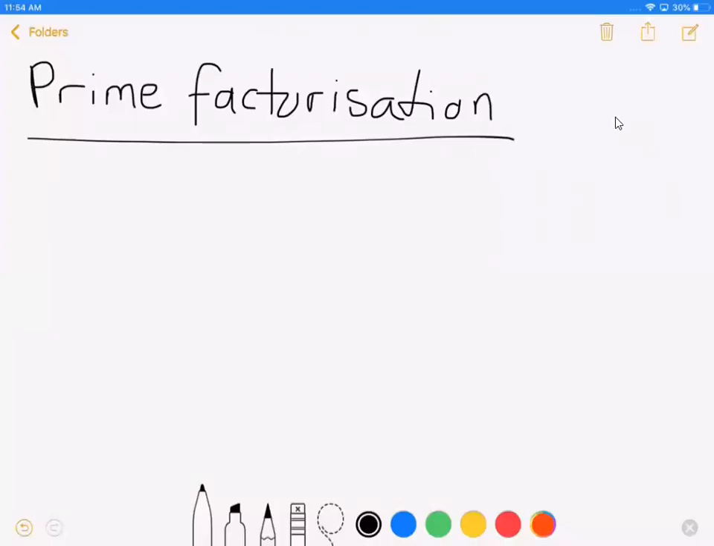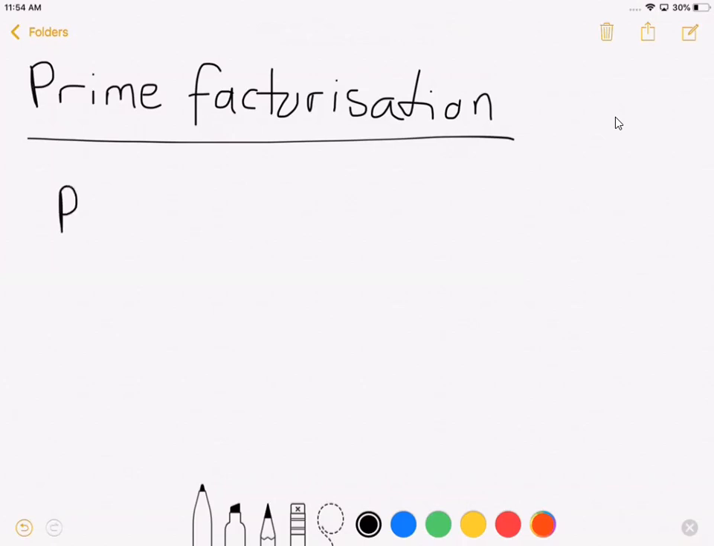Today we want to talk about prime factorization. When you're writing a number as a product of its prime numbers, that is what is called prime factorization. We are going to write a number as a product of its prime numbers. And we know what a prime number is. A prime number is a number that has only two factors, one and itself only.